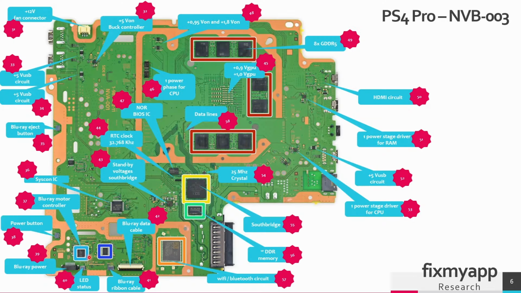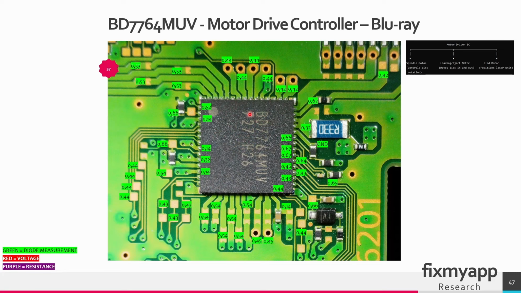So in this region you can find the Blu-ray motor controller, also known as a Blu-ray motor driver IC. It's located in region 37. This is the motor driver IC, it's the BD7764. This driver chip is used as a motor controlling device for the Blu-ray drive.